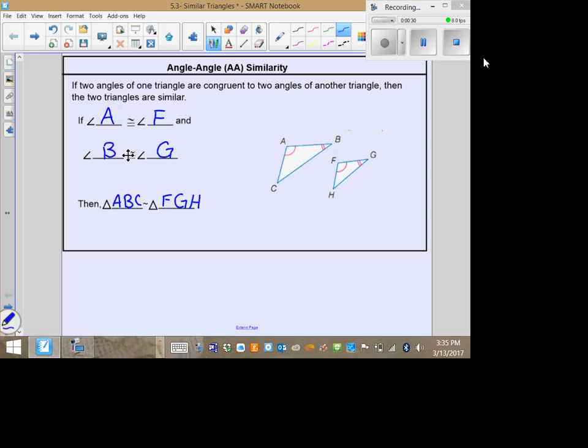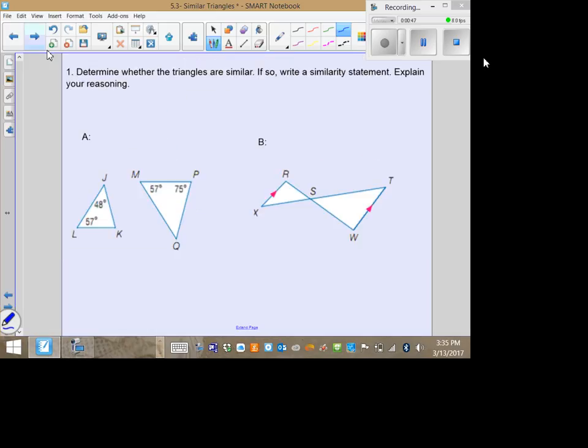FGH. So this is kind of like our congruence postulates before when we had angle, side, side. Now we're looking at the similarity postulates. So this one is if we have two angles that are congruent, then the triangles are similar. So we're going to determine whether the triangles are similar and write the similarity statements and explain our reasoning.